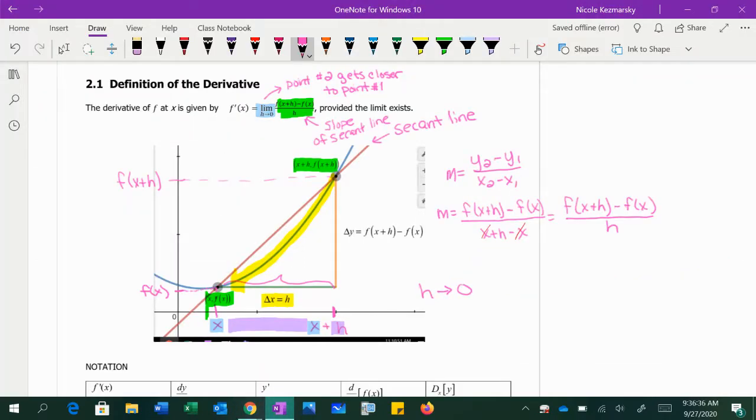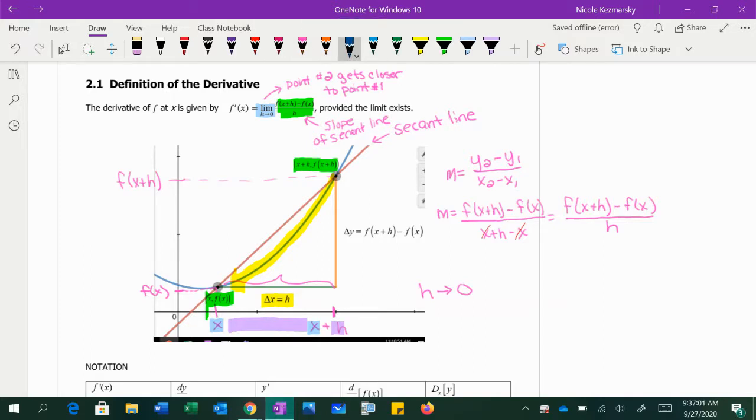So what we've shown here is that by taking the limit of f of x plus h minus f of x over h, we have found the slope at a single point on that blue curve, as opposed to a slope at 2 points on that curve. So that introduces us to the definition of the derivative.